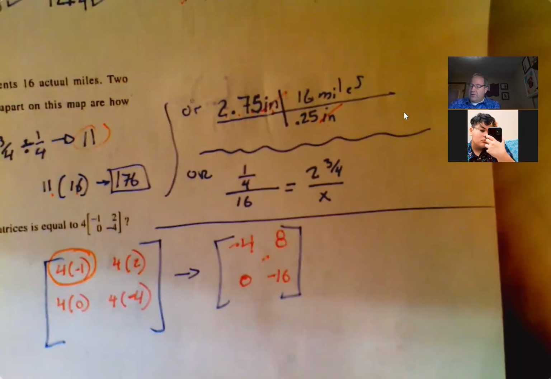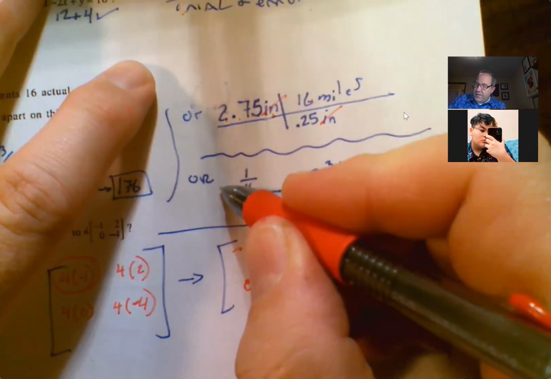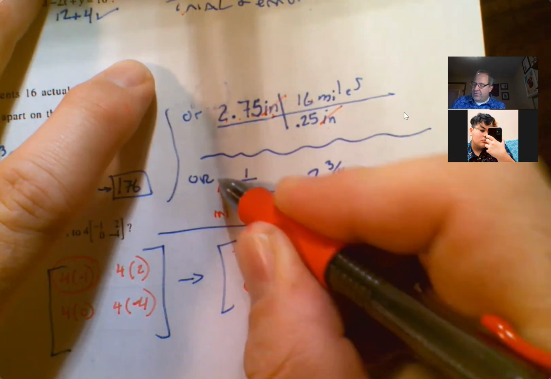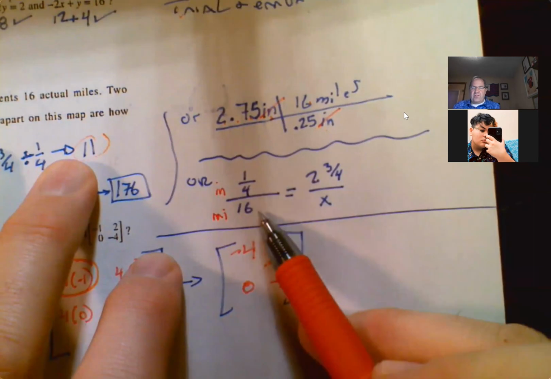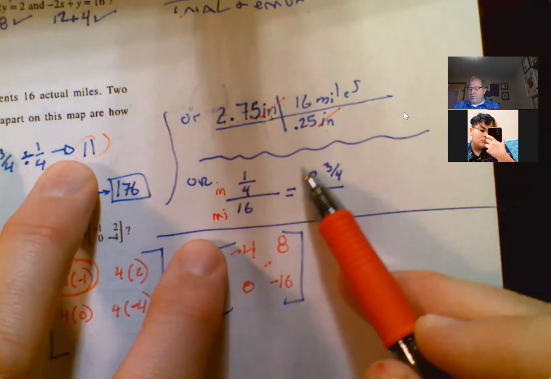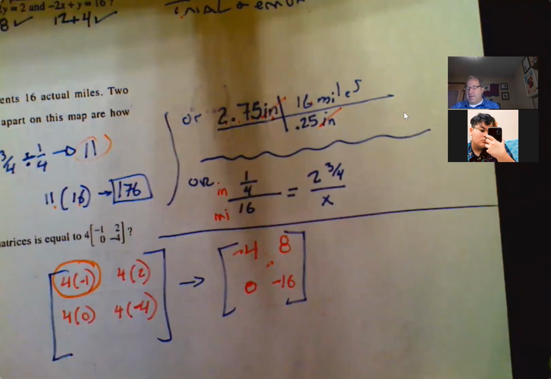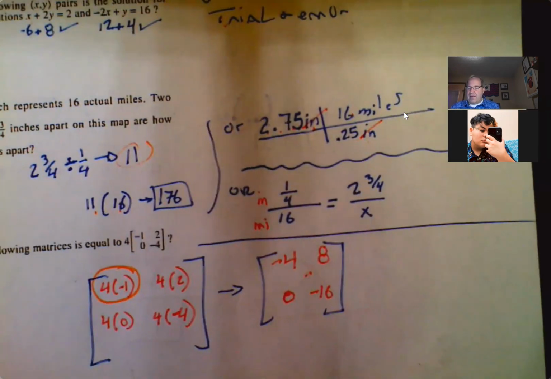Or we could compare inches to miles, right? 1/4 of an inch is equal to 16 miles. Well, then 2 3/4 inches equal how many miles? Cross multiply and get it. 3 different ways to go about it. Not too bad.